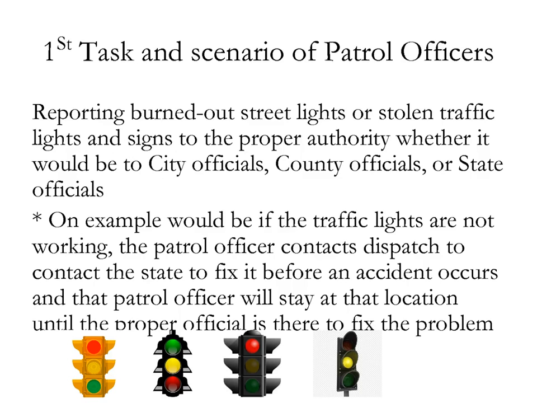First task and scenario of patrol officers. Reporting burned-out streetlights or stolen traffic lights and signs to the proper authority, whether it would be to city officials, county officials, or state officials. One example would be if the traffic lights are not working, the patrol officer contacts the dispatch center to contact the state to fix it before an accident occurs. And that patrol officer will stay at that location until the proper official is there to fix the problem.